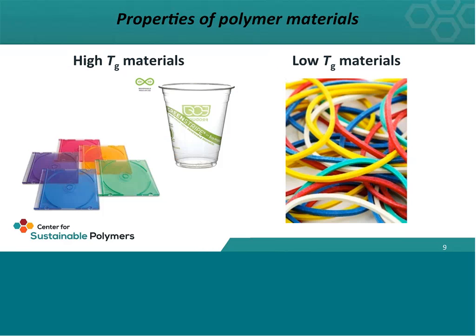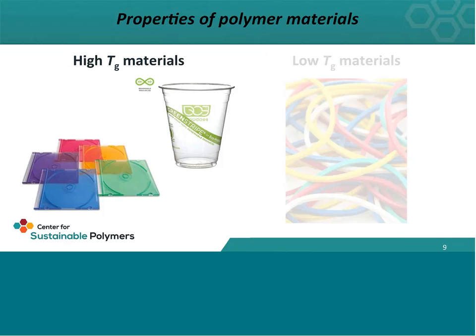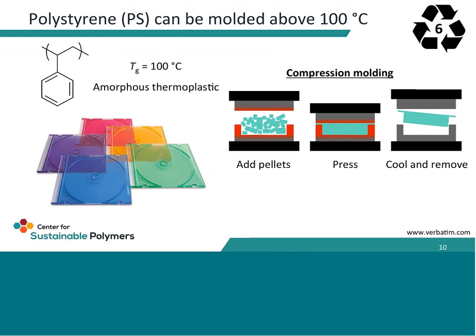So in the first part of the talk today, we're going to talk to you about materials that have a high glass transition temperature. This means that at room temperature, they're going to be solid. And so we're going to take polystyrene as an example. We might be familiar with how polystyrene is used in everyday materials, such as the CD case shown here. Polystyrene has a glass transition temperature of 100 degrees.